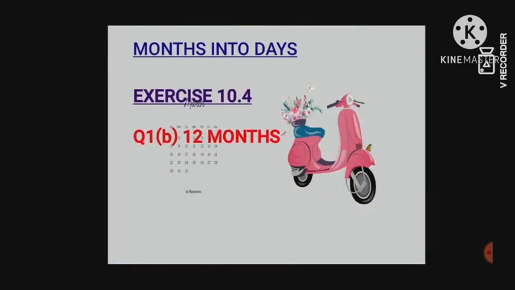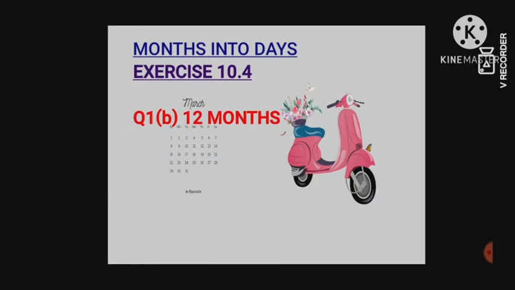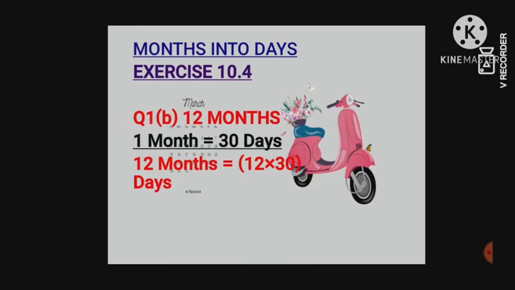Months into days. Exercise 10.4, question 1b, part 12 months. 1 month is equal to 30 days. So 12 months will be 12 multiplied by 30 days. Here also we are multiplying because month is the bigger unit and days is the smaller unit. Finally, we'll get the answer: 12 months is equal to 360 days.